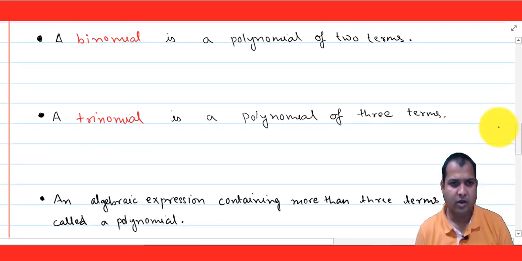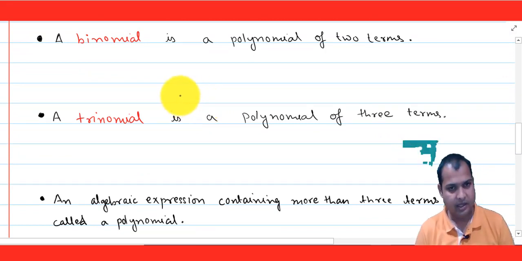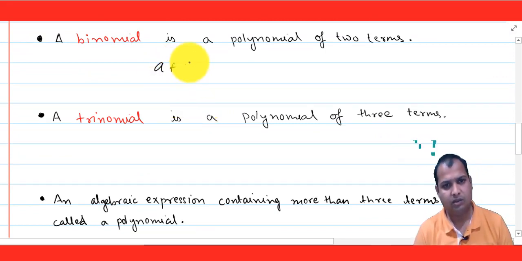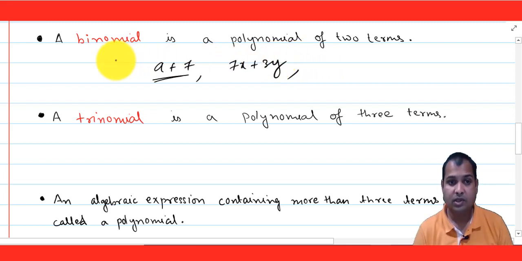Now binomial. Binomial means two terms will be there. a plus 7, here you can see two terms are there. 7x plus 3y, two terms are there. So this type of algebraic expression, or I mean to say polynomial, which has only two terms, is called binomial. Done.